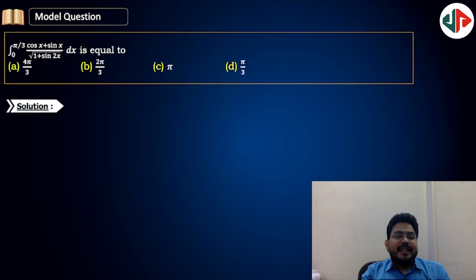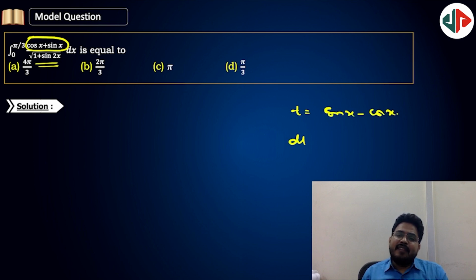Next one is integral 0 to pi by 3 of (cos x plus sin x) by root over 1 plus sin 2x. Okay, so in the numerator cos x plus sin x is there. So what I'll do, t is equal to, I will take it as sin x minus cos x. So dt will be equal to (cos x plus sin x) dx. So when you take the integral, x is equal 0, t is equal 0, x is equal pi by 3, t is equal to root 3 minus 1 by 2.